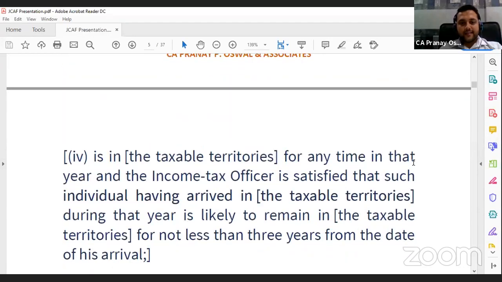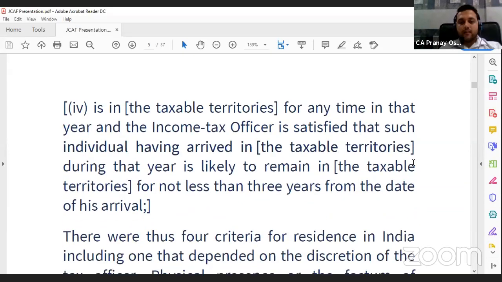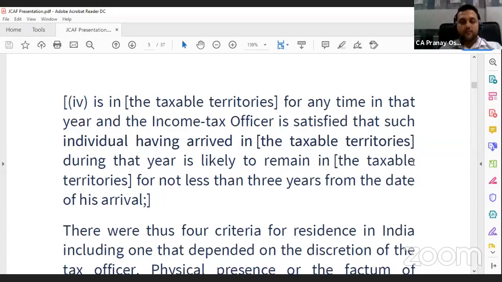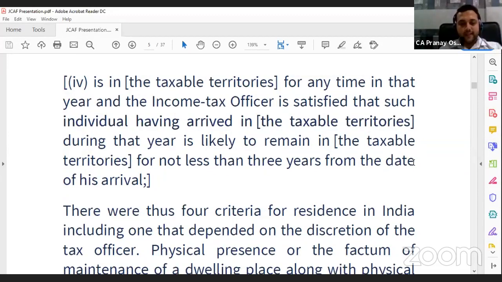Or if he is in the taxable territories for any time in that year and the concerned income tax officer is satisfied that the individual, having arrived in the taxable territories during that year, is likely to remain in the taxable territories for not less than 3 years from the date of his arrival. Thus, basically, there were four criteria initially for residence in India, including one that is dependent upon the discretion of the tax officer.